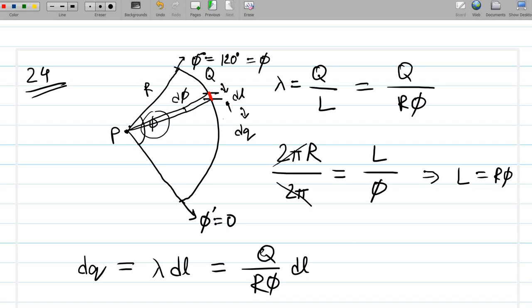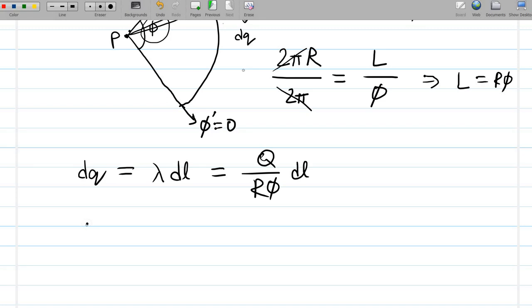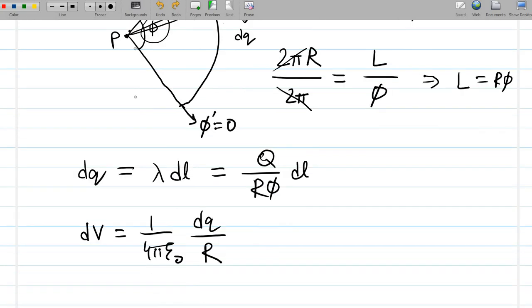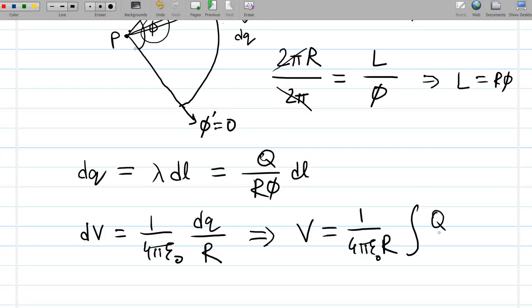Then the potential dV is equal to 1 by 4 pi epsilon naught, then dq over r, right? Because that's r distance away from P. So the distance from this red patch to point P is simply r, because r is the radius. So therefore, when we integrate for V, we have 4 pi epsilon naught r, because remember r is the radius, so therefore it's a constant. So you simply integrate over dq. And what is dq? dq is capital Q divided by r phi dl.